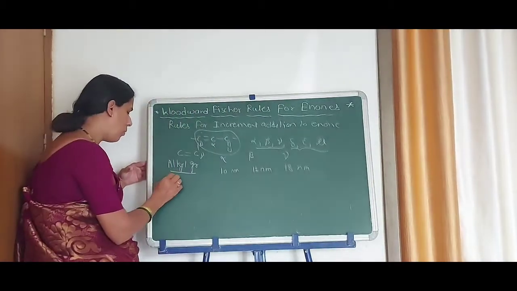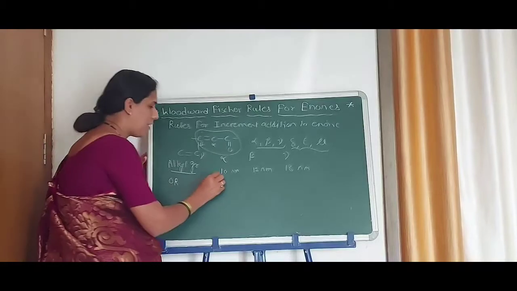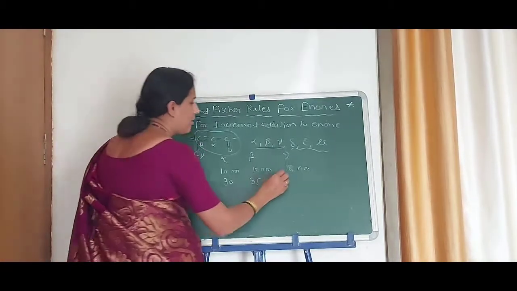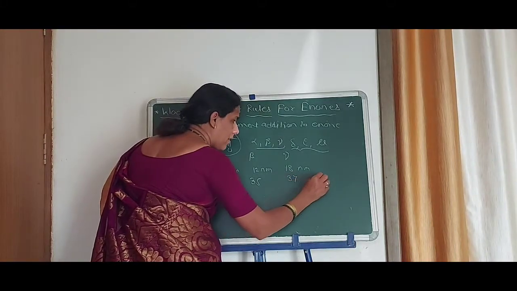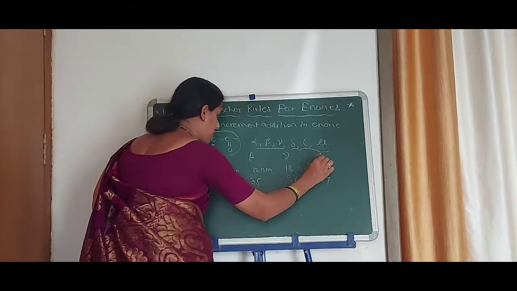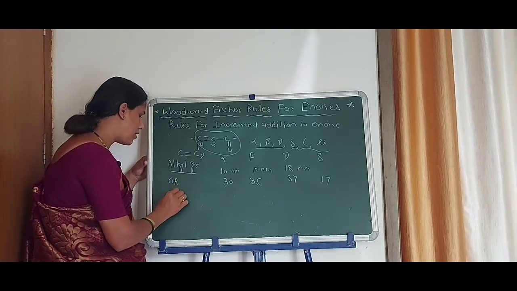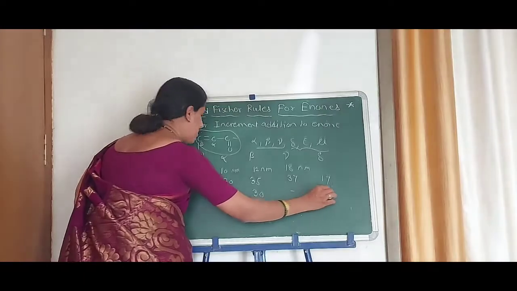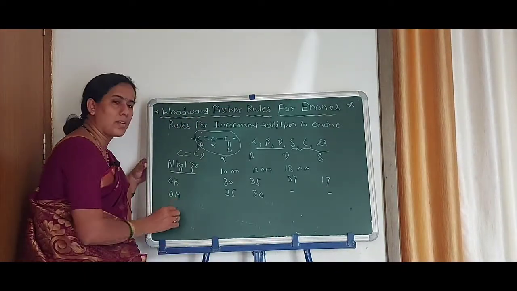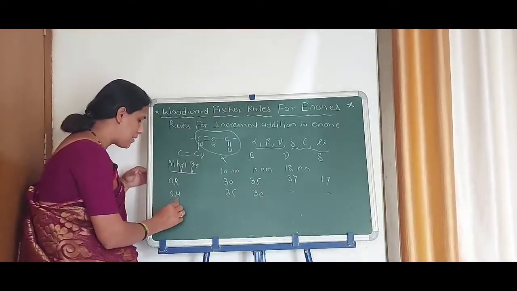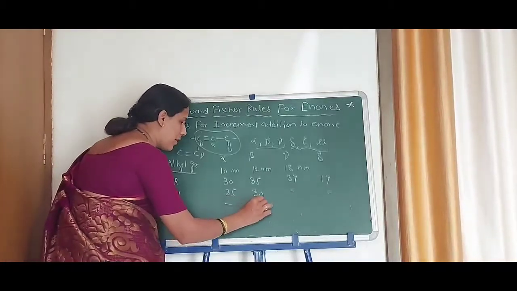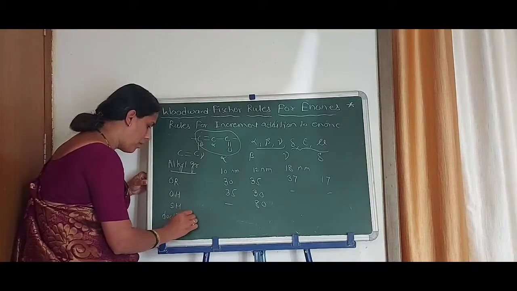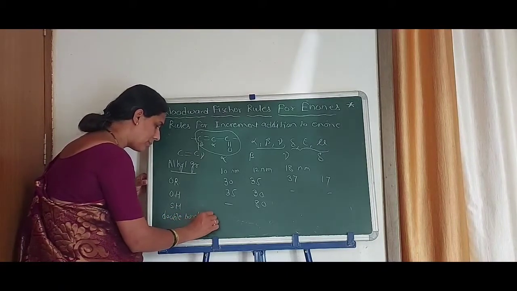Now OR at alpha 35, beta 30, then 17 and 31 at the delta position. Then OH 35, 30 and so on. There are also other groups, such as SH, at position 80. Then double bond extension.